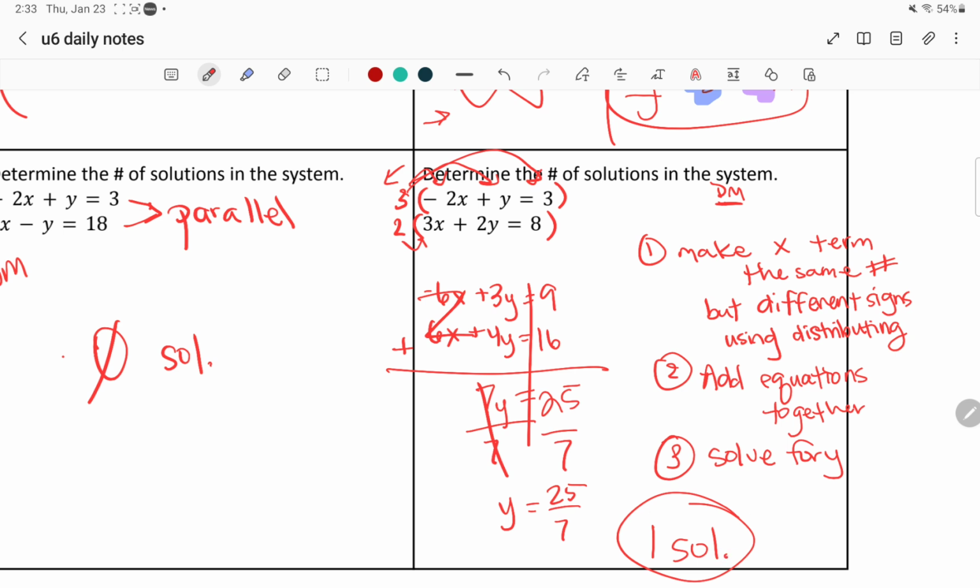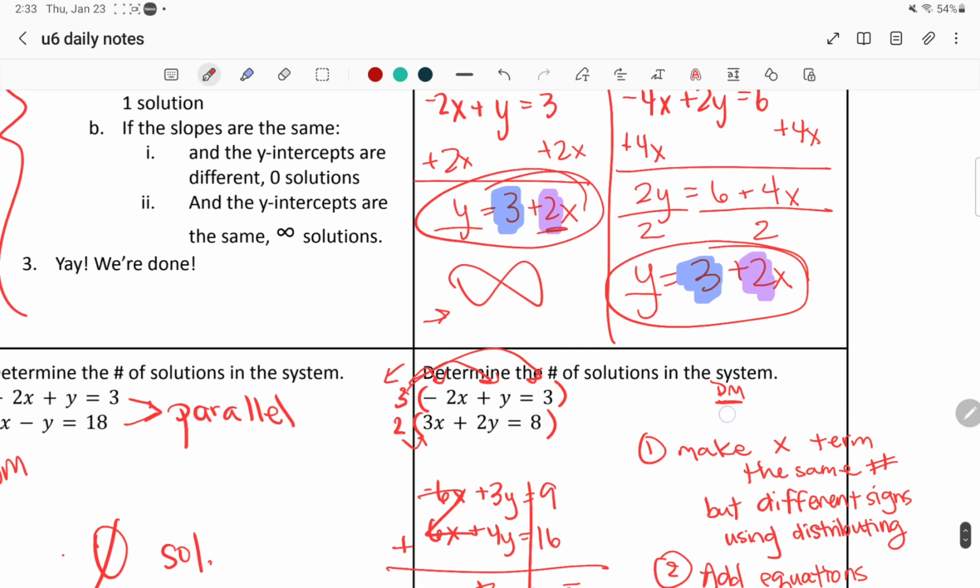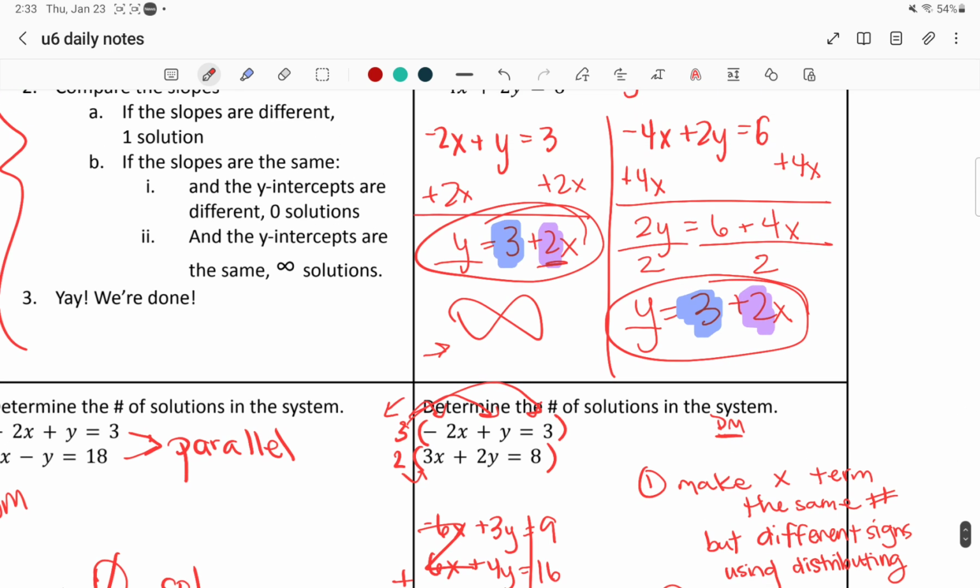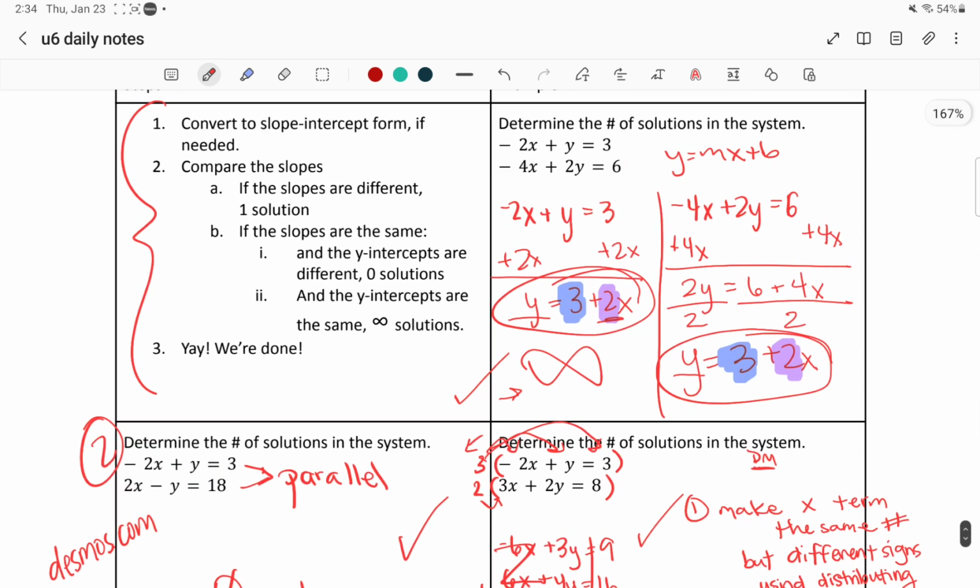Depending on what you like, if you like to go with what Delta Math does, there you go. If you like graphing, there you go. If you like solving for y, because we've been doing that for the longest, there you go. Three different ways to do the same kind of problem.